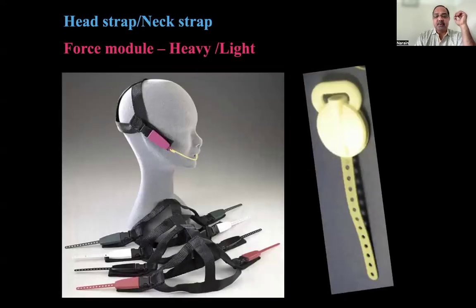So that is about the inner bow and the outer bow of the headgear. Now coming to headgear straps. You have different types of headgear straps. Along with it, you have force modules. So this is a very typical force module.